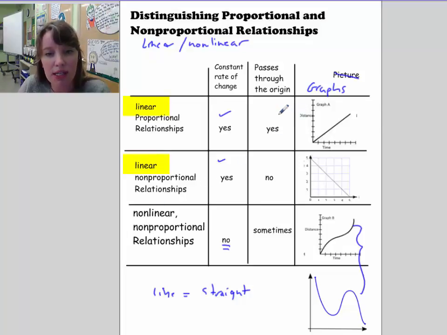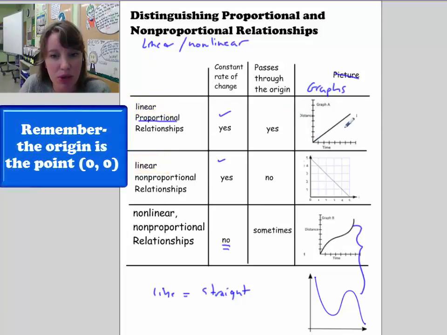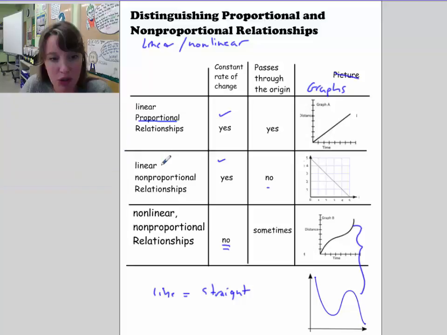The lines that pass through the origin are known as the proportional relationship. So this one passes through the origin. The line that does not pass through the origin here is a non-proportional linear relationship. Linear because the rate of change is constant, non-proportional because it doesn't pass through the origin. Linear non-proportional relationships sometimes go through the origin and sometimes they don't, but it doesn't really matter because you've already distinguished them as not being a line because the rate of change is not constant.